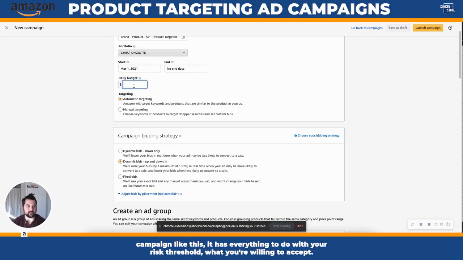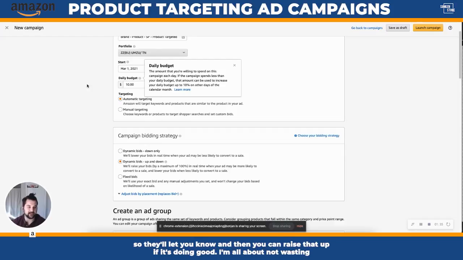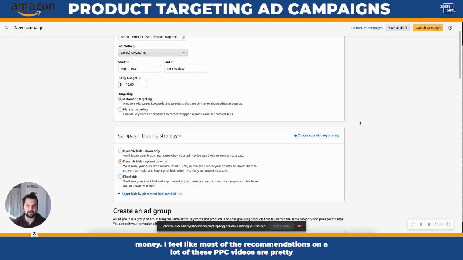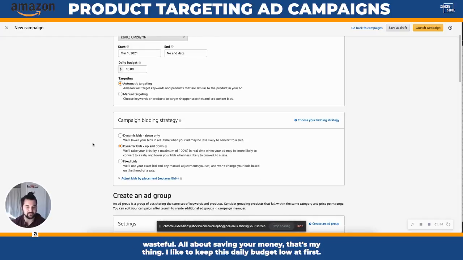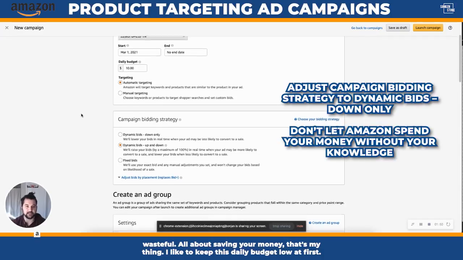With a new campaign like this, it has everything to do with your risk threshold, like what you're willing to accept. If your automatic campaign is doing well and you're happy with where the ACOS is landing, then feel free to open that up. But generally, I like to do max 20. Honestly, start at 10. Amazon does a pretty good job of letting you know when your budgets are out. They really like it when you spend money with them. So they'll let you know, and then you can raise that up if it's doing good. So I'm all about not wasting money. I feel like most of the recommendations on a lot of these PPC videos are pretty wasteful. So all about saving you money. That's my thing. So I like to keep this daily budget low at first.